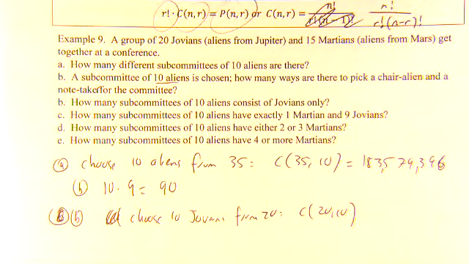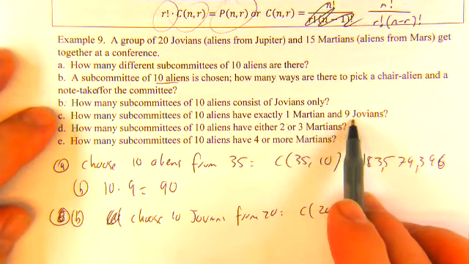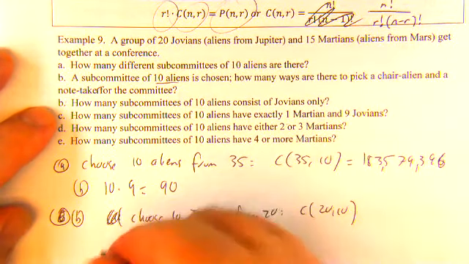So C(20,10), choose 10 from 20 because there's only 20 Jovians. How many have exactly one Martian and 9 Jovians on them?